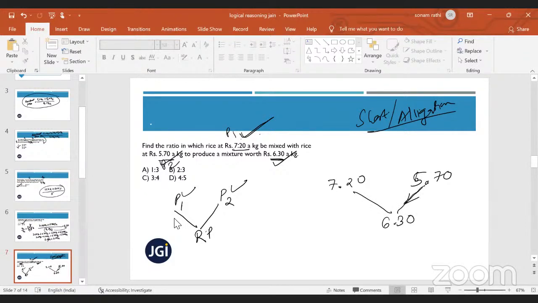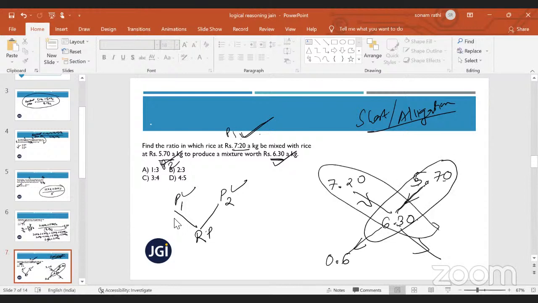Now I will diagonally subtract. So subtract this: 6.30 minus 5.70. Subtract. 0.6, right? And then diagonally subtract these two also. First diagonally subtract this and then diagonally subtract this. So like this. So 0.9, right? This is your ratio. This is your answer directly. So without solving the Q1, Q2 equation, you can directly do it like this. Everyone got it? When you write it, this will become 2:3.